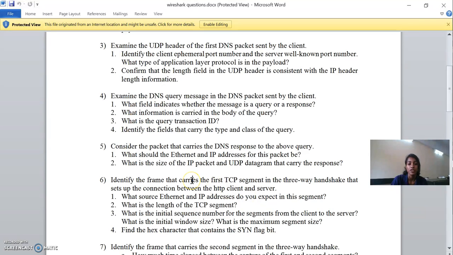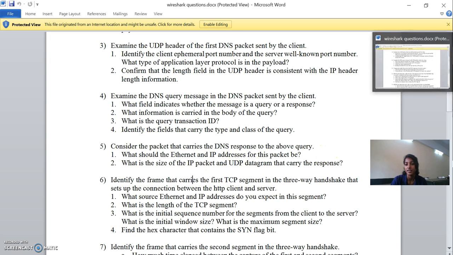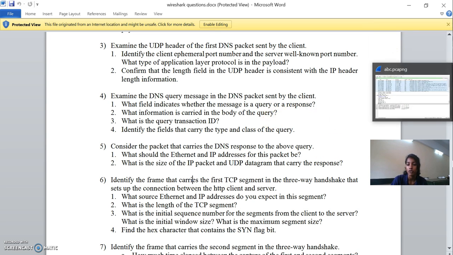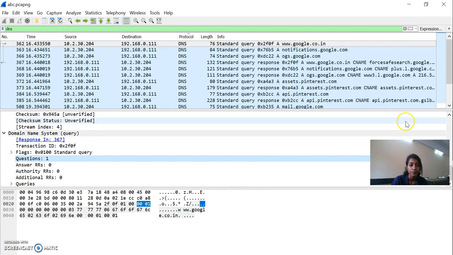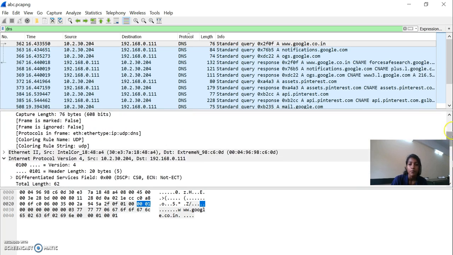Moving on to the next question. Consider the packet that carries the DNS response to the above query. What should the Ethernet and IP address for this packet be? What is the size of the IP packet and UDP datagram that carries the response? So UDP is user datagram protocol and it is faster than TCP, and as you can see here, we have answered all the questions. Moving on to the next question.